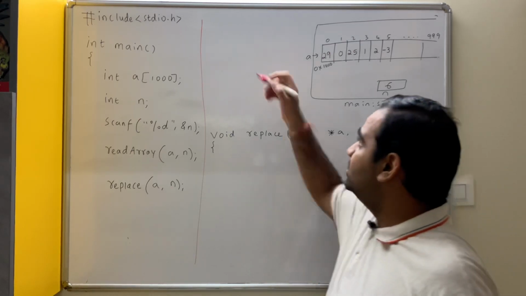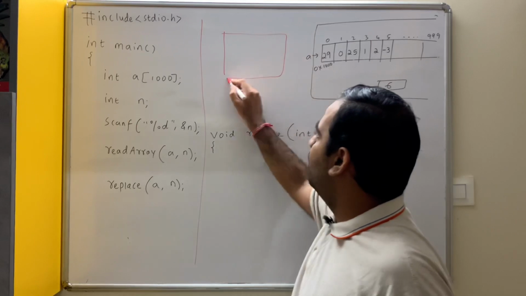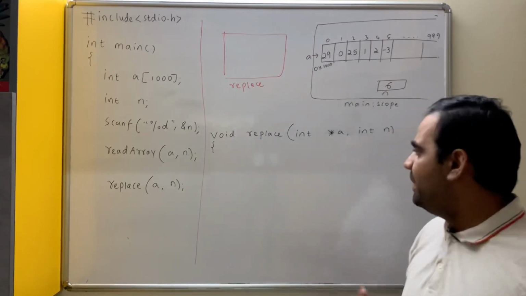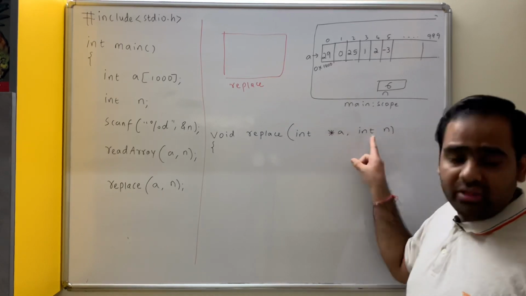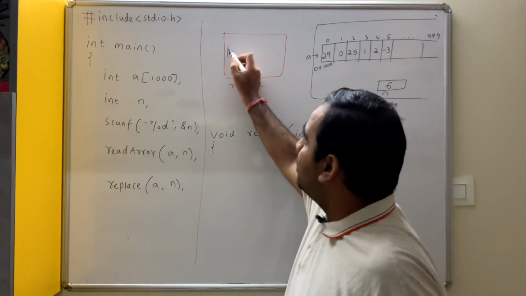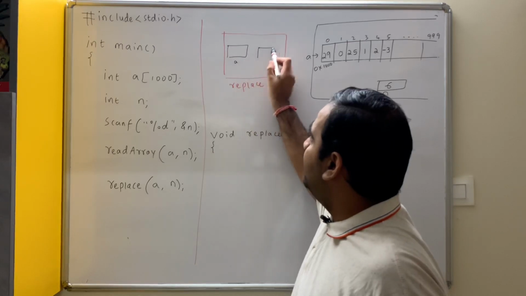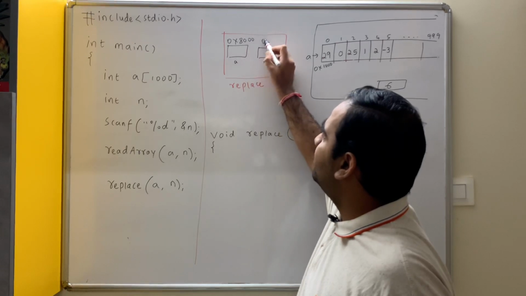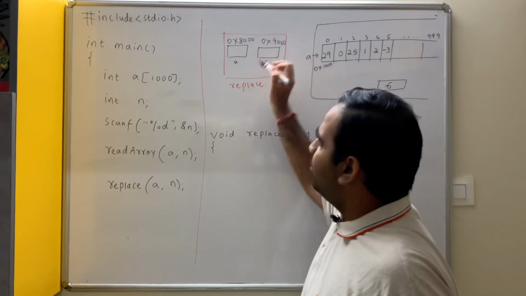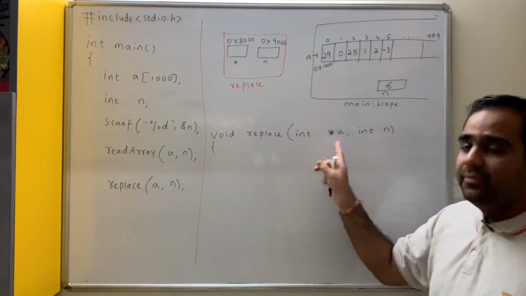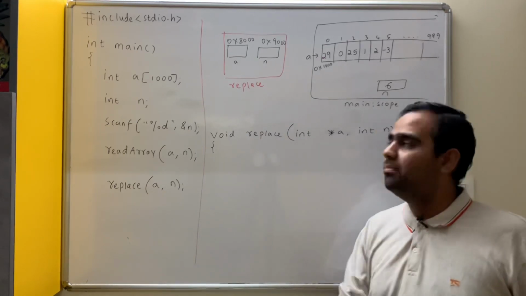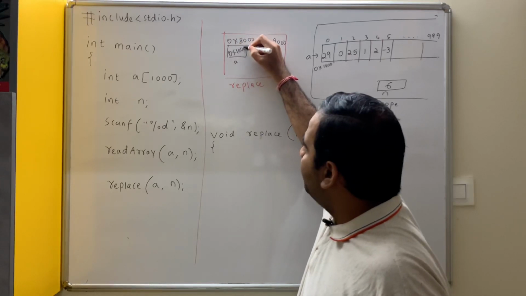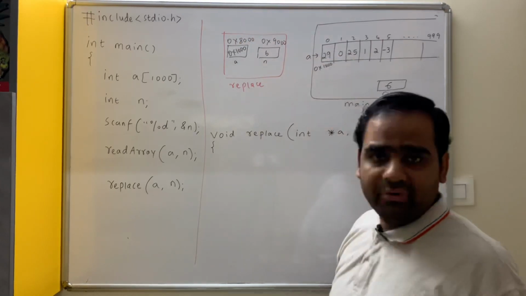Now what happens whenever you call the function? The scope of the function gets activated. This is the scope of the replace function. How many parameters are there? There are two parameters, a and n. Let me draw the two parameters here, a and n. Let the address of this be say 8000 and let the address of this be say 9000. Now what happens whenever arrays are passed to functions? The base address gets passed, not the complete array. Now what is the base address here? The base address is 1000 and the value of n is 6.